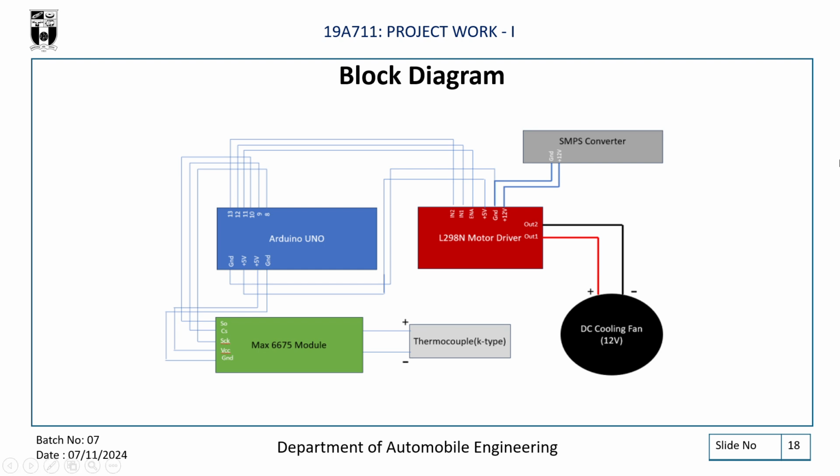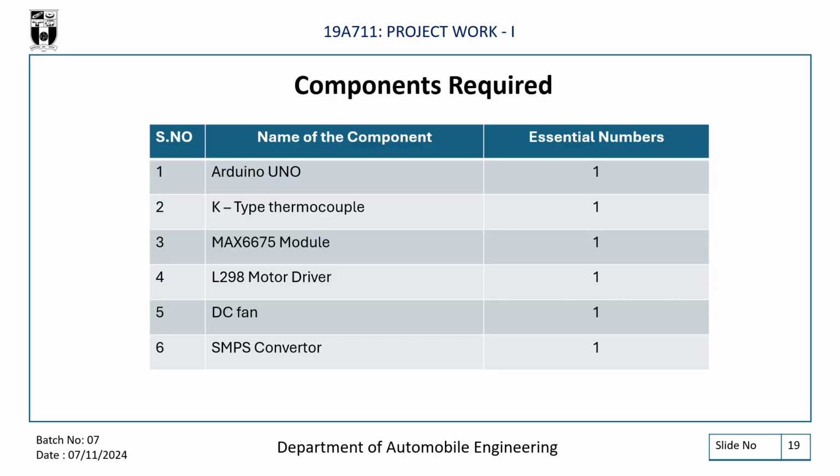And this is the block diagram of our project. In this, we have an Arduino Uno, L298 motor driver, SMPS converter, MAX6675 module, thermocouple, and DC cooling fan. The thermocouple sends the temperature, and this information is given to the Arduino. The Arduino gives signals to the motor driver, which controls the speed of the DC cooling fan. This is the brief working of our project.